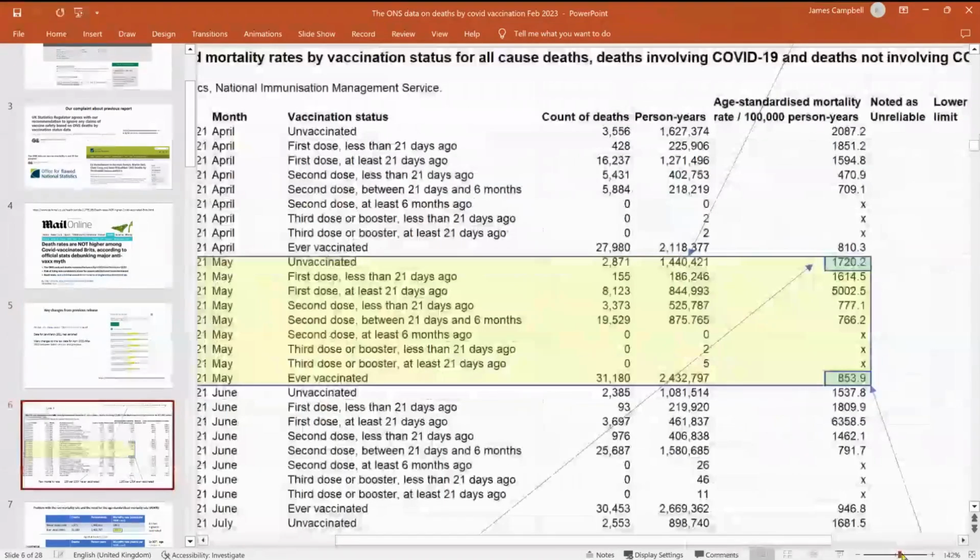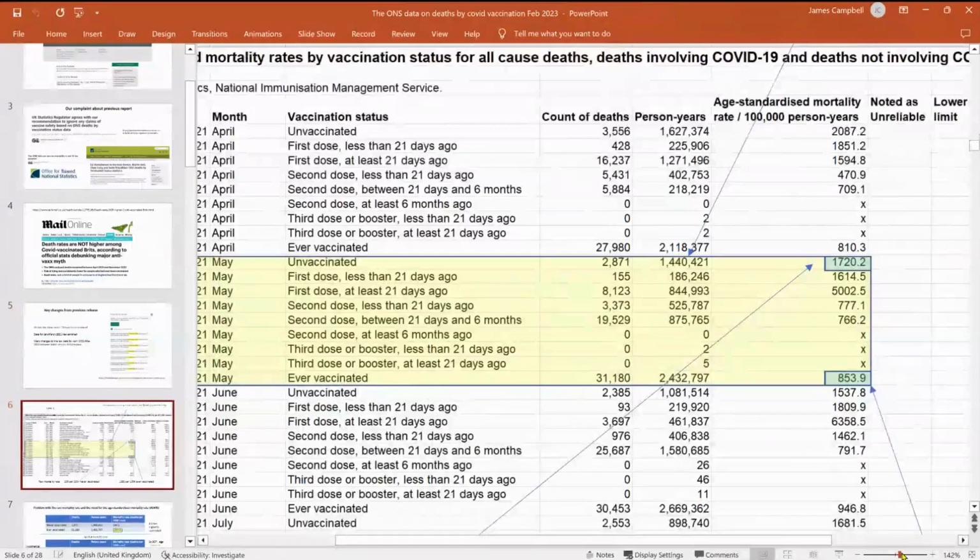You can also get the deaths not involving COVID and deaths involving COVID. But these are the all-cause deaths. And you can see for each month, if this is 2021, it gives a count of the deaths for all of the people in the various vaccination statuses. So you've got the unvaccinated, you've got the first dose less than 21 days ago, you've got the first dose at least 21 days ago, and so on, up to the third dose or booster at least 21 days ago. And then you've also got a combined ever vaccinated. And that's simply lumping together all of those who have been vaccinated at least once.